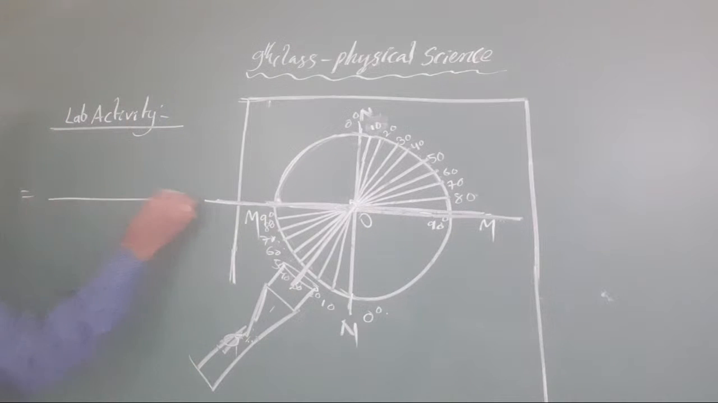Take our diagram like this. Now, we are sending our light ray from where? From 30 degrees with the normal. This becomes the incident angle. Here we take a glass.